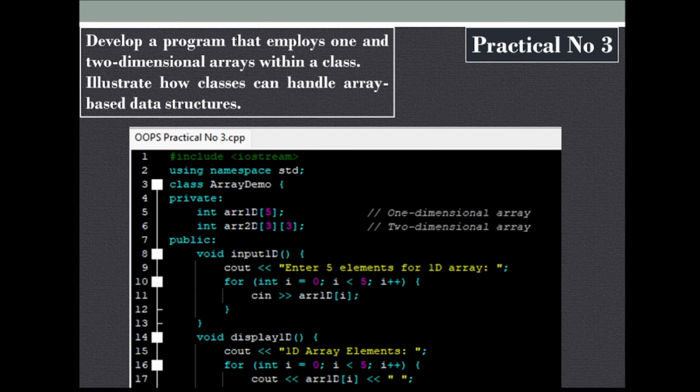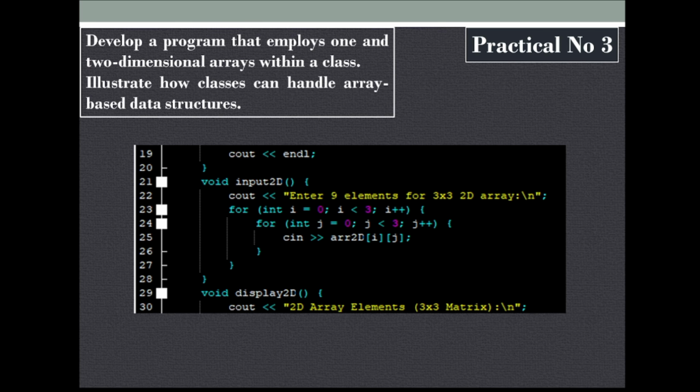Next we have void display1D(), which prints the values stored in the 1D array. Cout "1D array elements", which is a heading message. for (int i = 0; i < 5; i++). This loop runs through all the elements. Cout array1D[i] prints each value with a space. Next, cout endl, which moves to the next line.